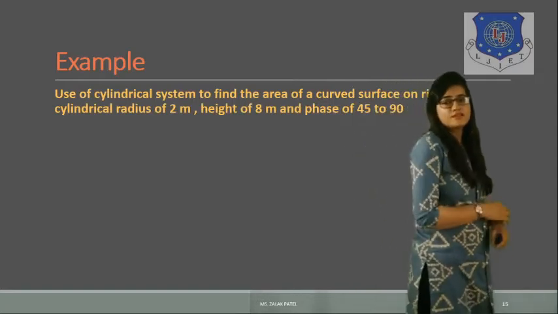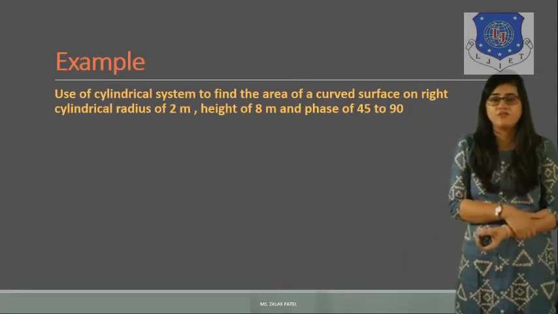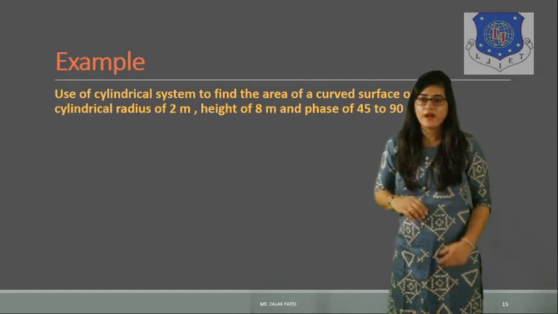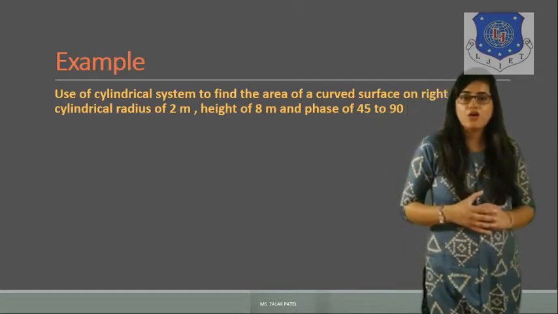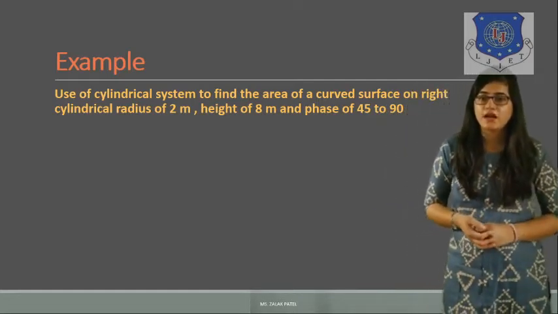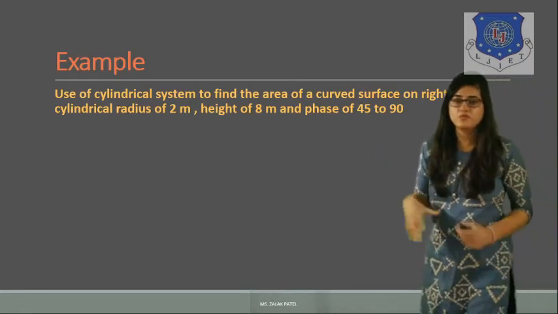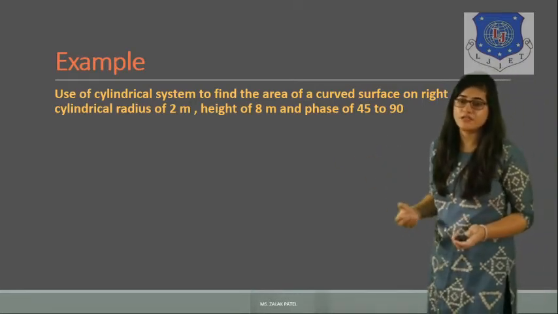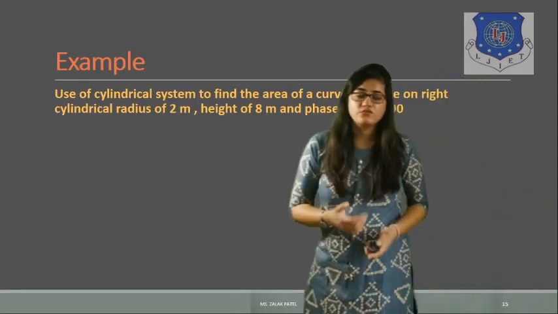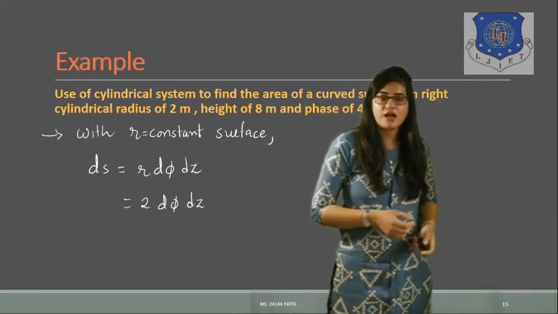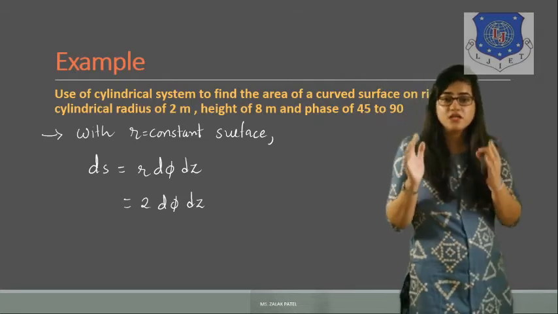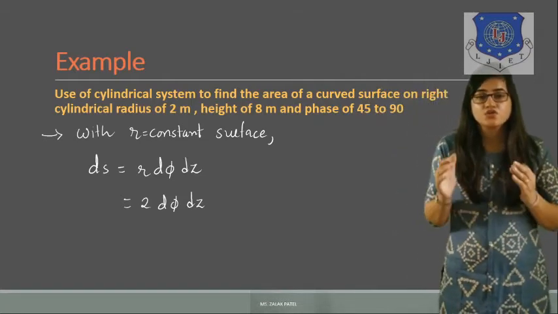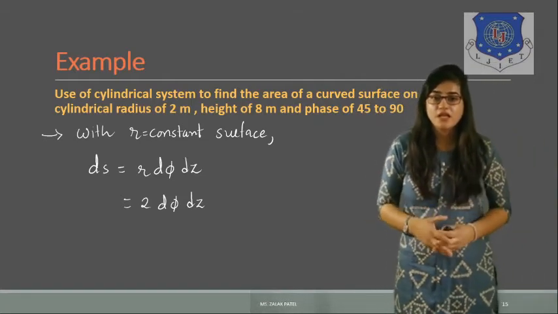Use of cylindrical system to find the area. Over here you have to find out the area of a surface for the right hand Cartesian system with radius 2 meter, height of 8 meter, and phase angle of 45 to 90 degree. So for this, we find the area with r equal to constant. Now the first surface r is constant. So which differential lengths may vary?